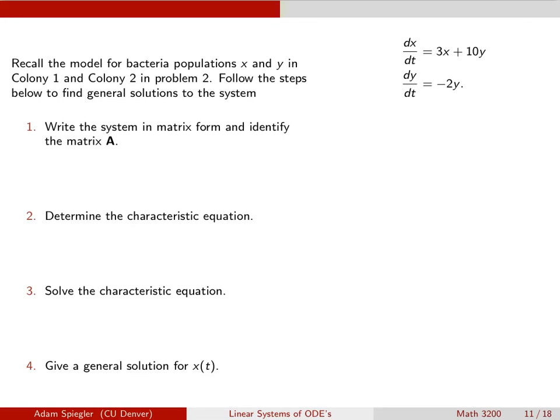Right, so we want to solve a system of differential equations. For example, dx/dt is 3x plus 10y, dy/dt is minus 2y. And we want to apply these observations, these connections that we've made, to linear algebra now. So we kind of know what the solutions generally should look like. We just need to figure out what values r1 and r2 in our solutions need to satisfy.